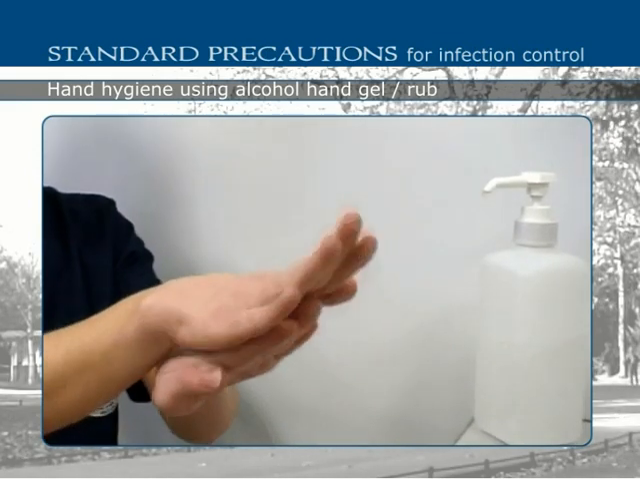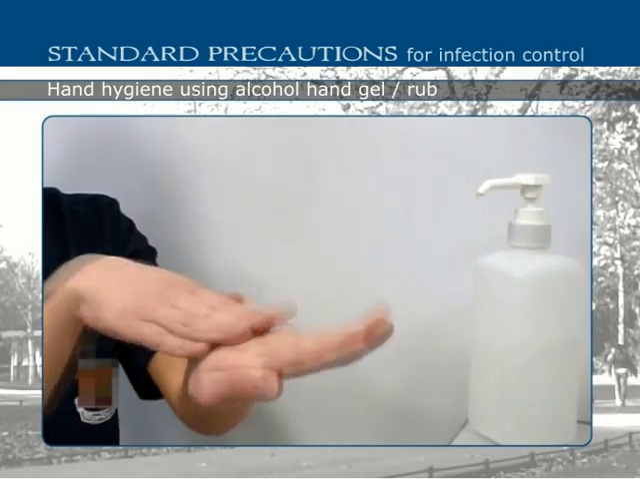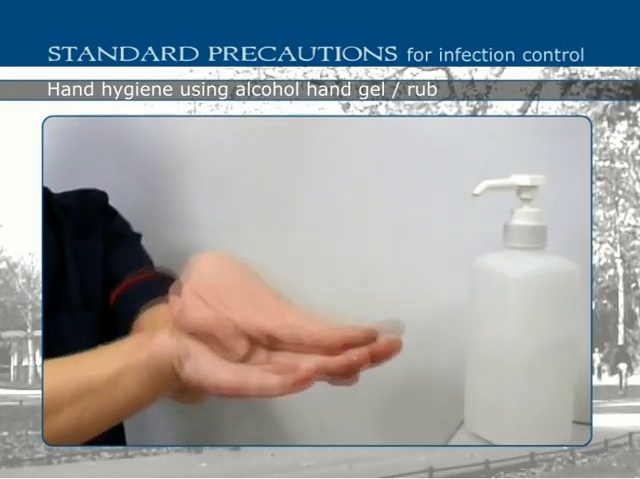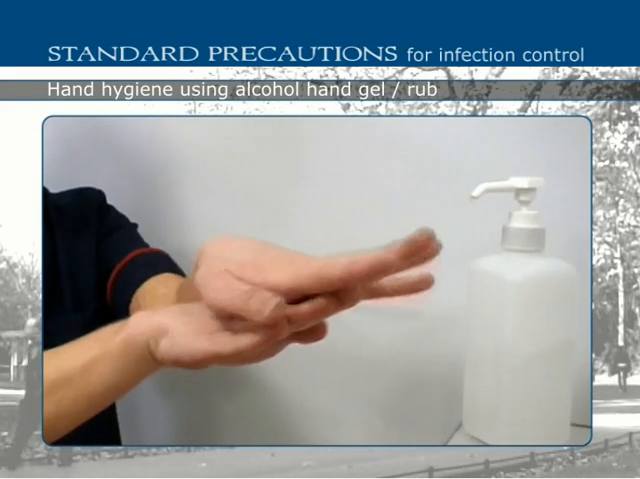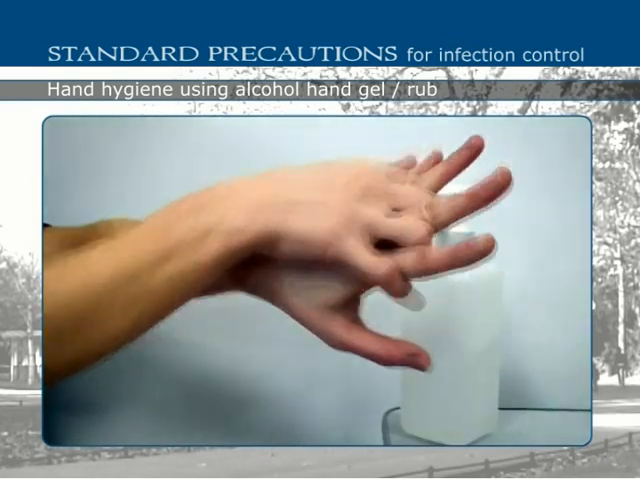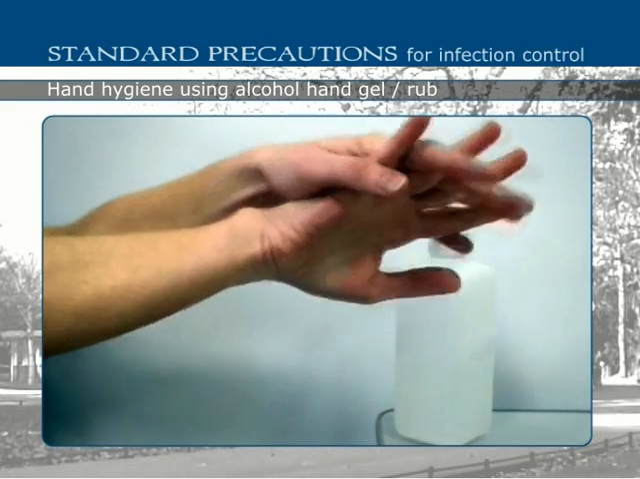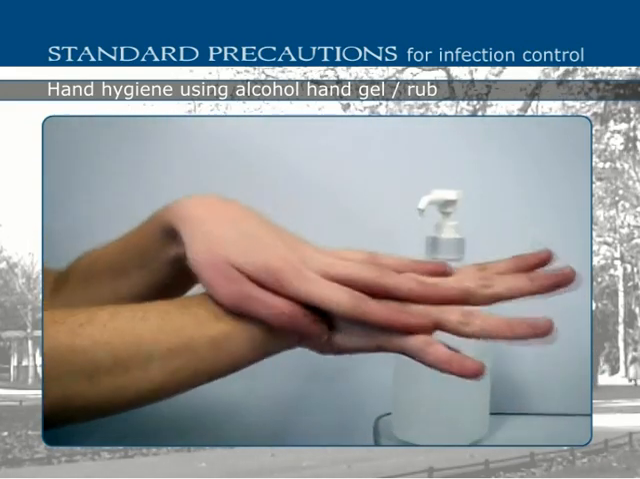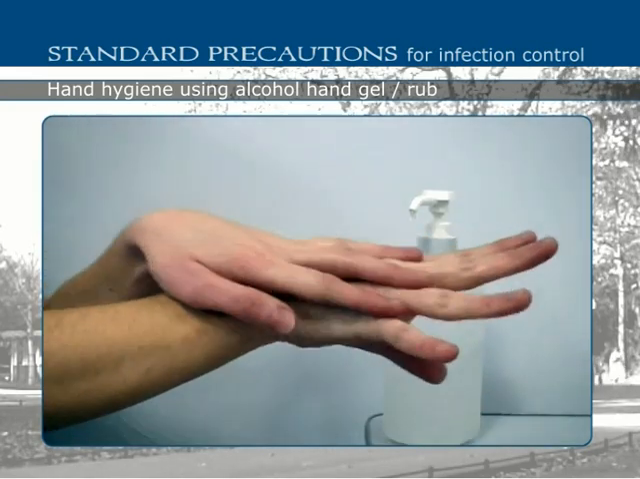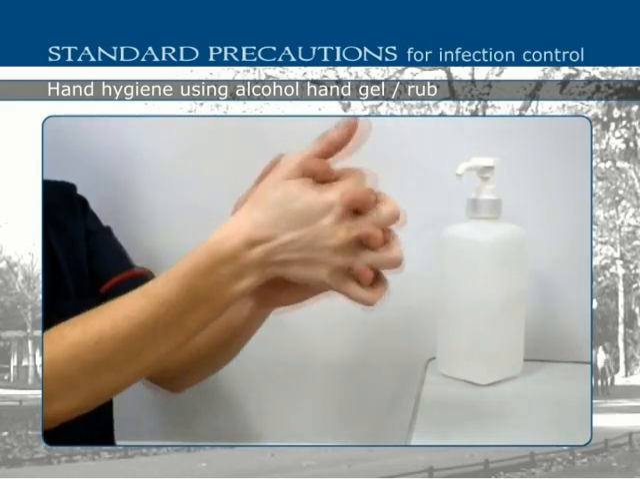Rub your right hand over the back of your left hand 5 times up to the wrist level. And then do the same with the other hand. Rub your right hand over the back of your left hand 5 times while interlacing your fingers. Then change hands and repeat the process. Rub palm to palm 5 times with your fingers interlaced.